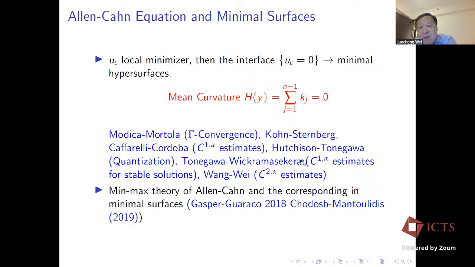Tonegawa and Wickramasekera proved the C1 alpha estimate for stable solutions. And Wang and myself proved the C2 alpha estimate. Later, at the end of the lecture, I will show how we can use the infinite dimensional reduction method to prove the C2 alpha estimate. There is also an interesting correspondence between the minimax theory of Allen-Cahn, Almgren-Pitts-Schoen-Simon theory, and the corresponding minimax theory for minimal surfaces. This is explained in Guaraco, or Gaspar and Guaraco, or Chodosh and Mantoulidis.